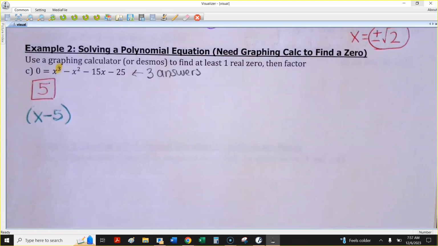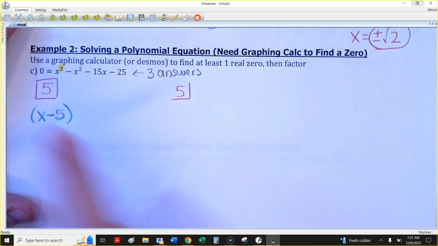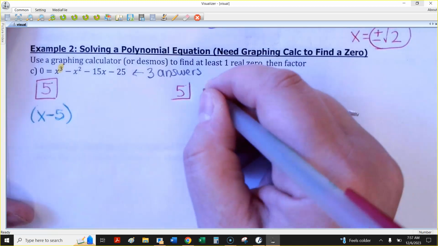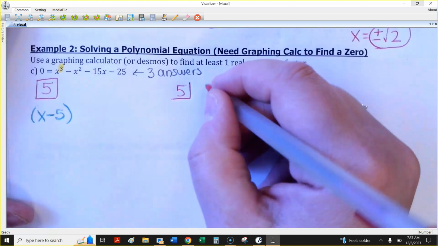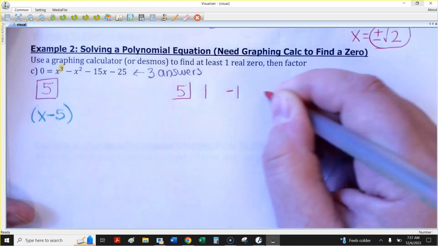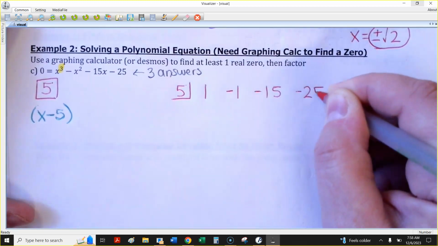You're just going to do synthetic or long division. If you like long division better, please do that. So you can use the 0, or if you're looking at the factor, it's the opposite of what the factor looks like. And write down your coefficients if you like the synthetic. So you got 1x cubed, negative 1x squared, negative 15x's, and negative 25.